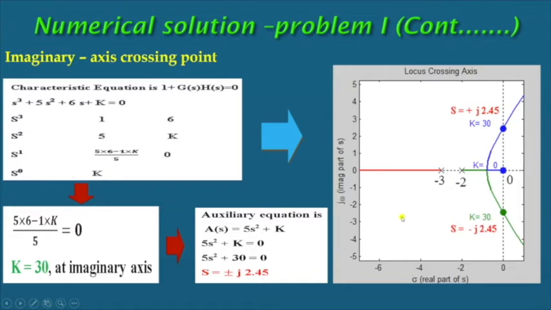From this figure, we see that if K is greater than 30, then the system is unstable because the roots are present on the right hand side of the S-plane. If K equal to 30, then the system is marginally stable. If K is less than 30, then the system is stable.